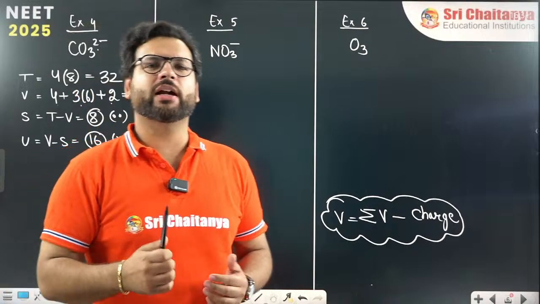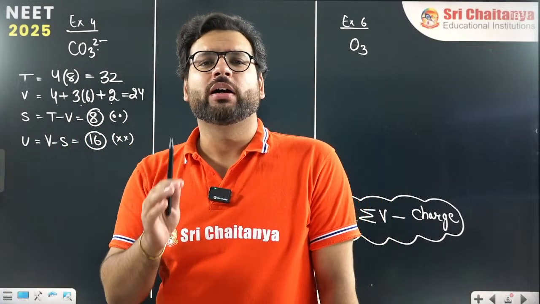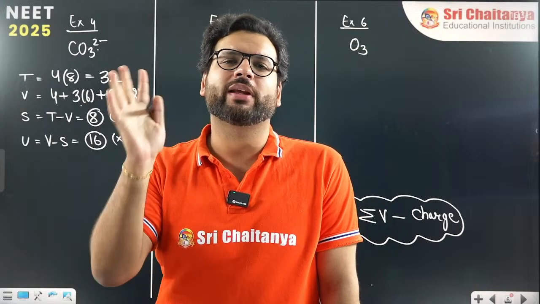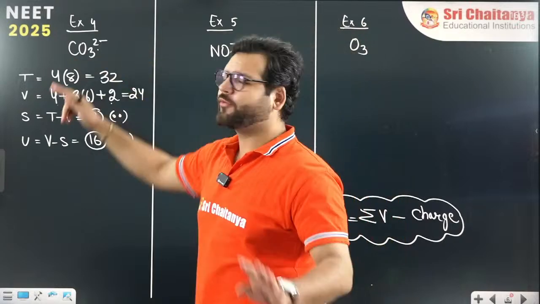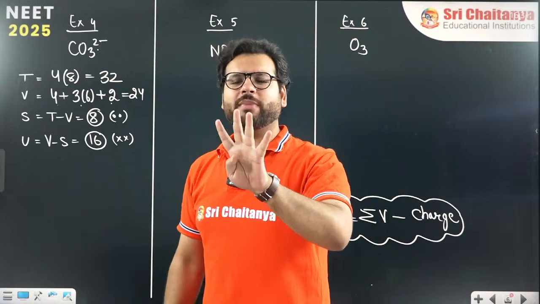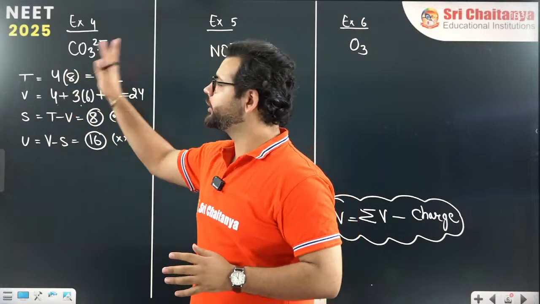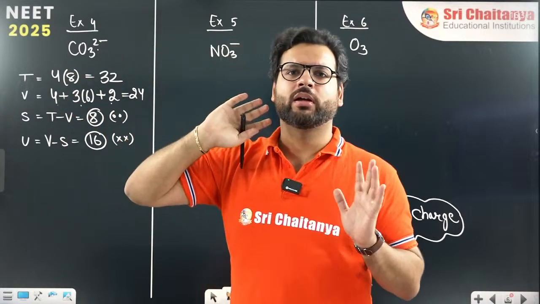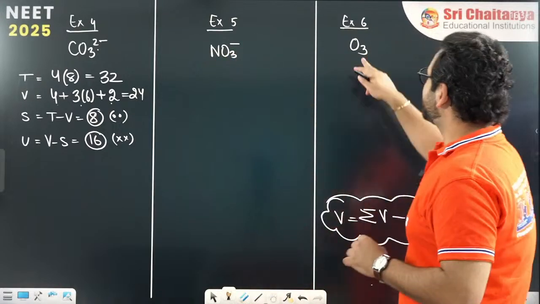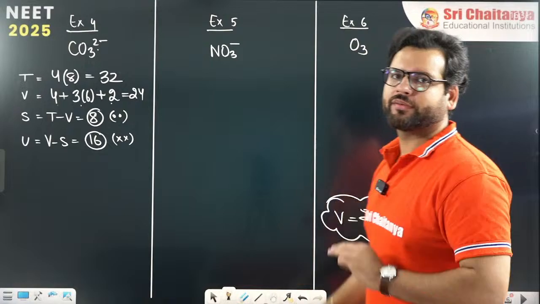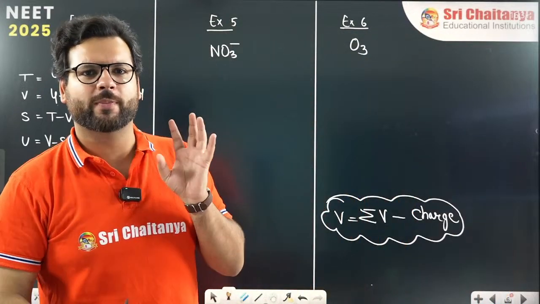T means, beta, total electrons required to complete. What is T? Simple, learn the formula. T means 8 times how many atoms are there. That is T. In carbonate, how many atoms are there? 4 atoms are there, na? So T means 8 times 4, 32. That is T. Here T will be 8 times 4, 32. Here T will be 8 times 3, 24. So T is always 8 into atoms.